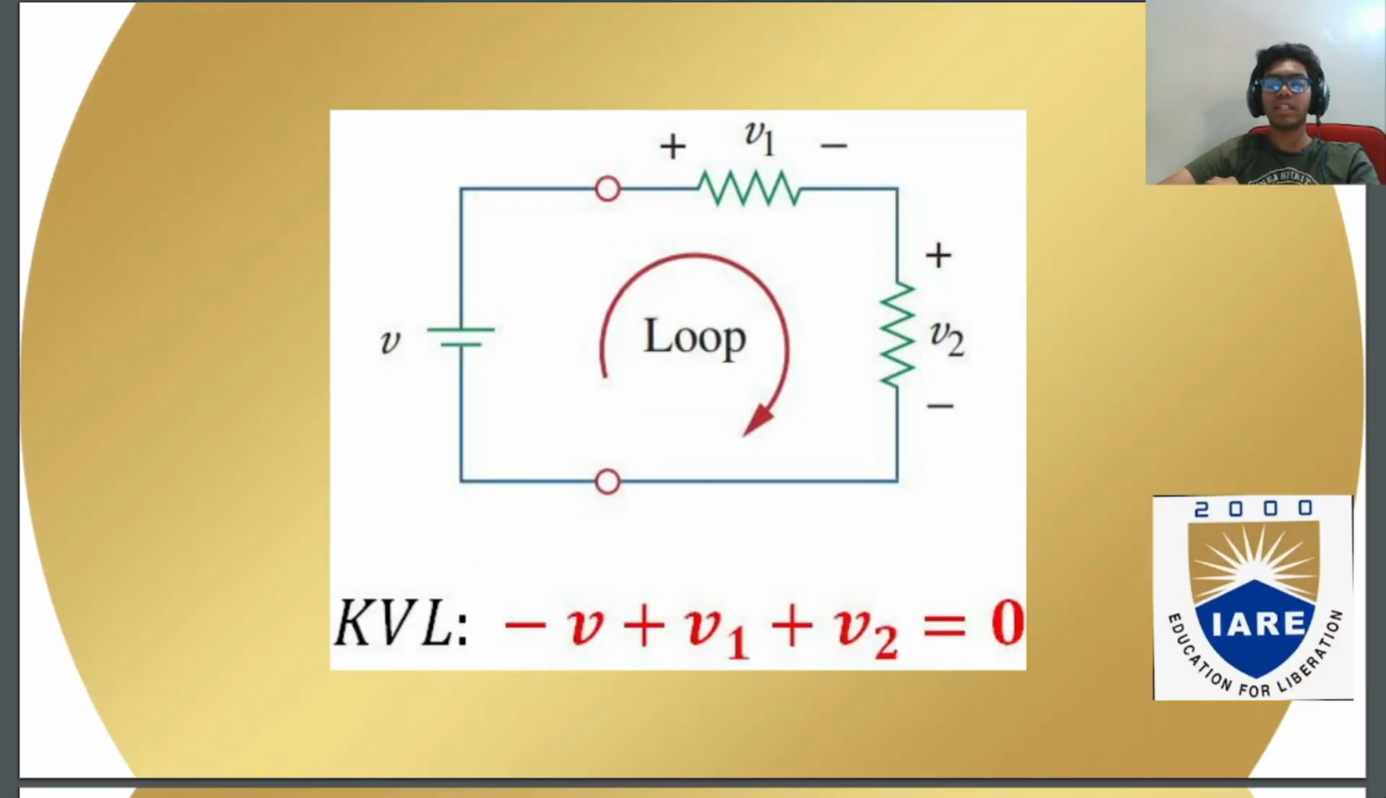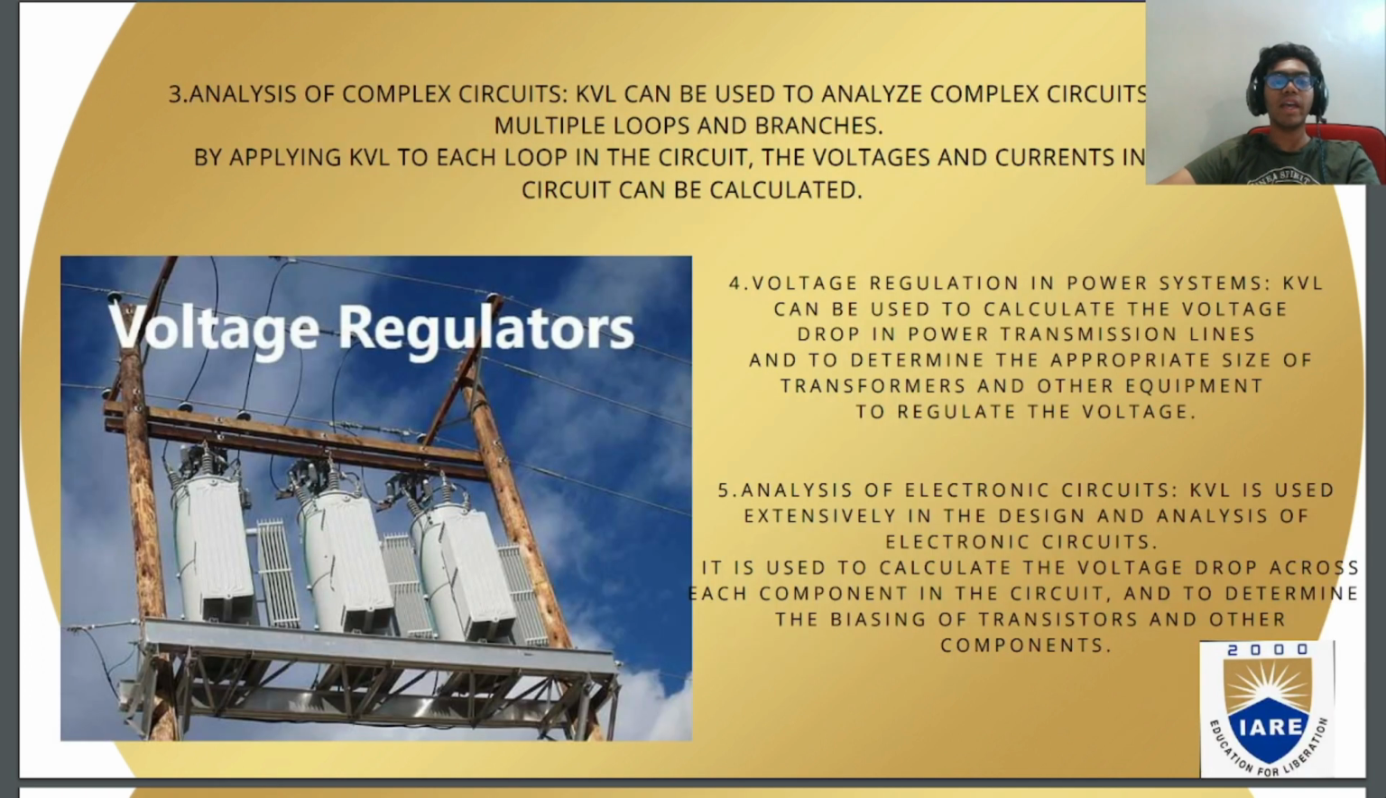Here is another example with an image of KVL where we have a loop, the current that goes in that direction, and voltage V1 at R1, which is a resistance, and V2 at R2, and obviously V gives us V1 plus V2. This is pretty much it. That's very simple with KVL.